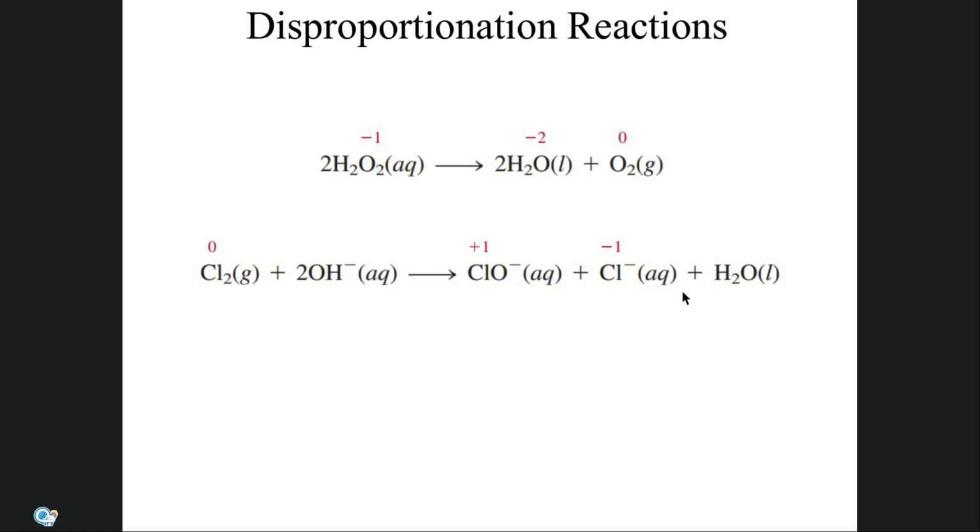The decomposition of hydrogen peroxide is an example of a disproportionation reaction. For example, here the oxidation number of oxygen in the hydrogen peroxide is -1. And it's increased to 0 in oxygen and decreased to -2 in water.